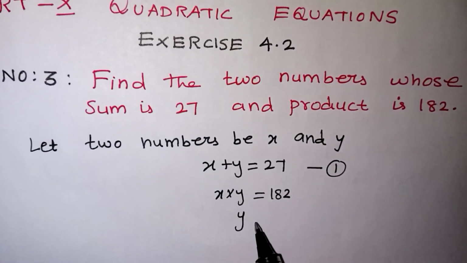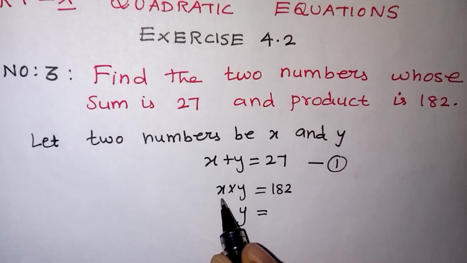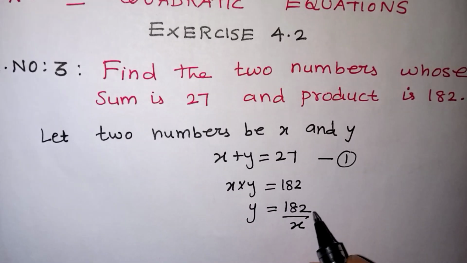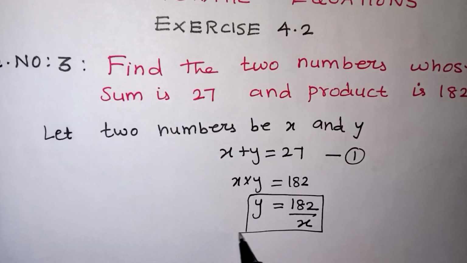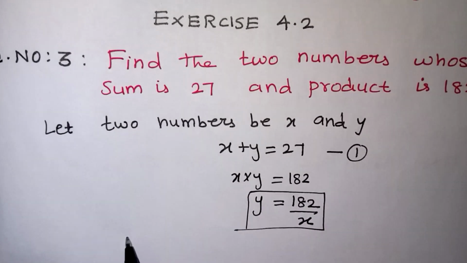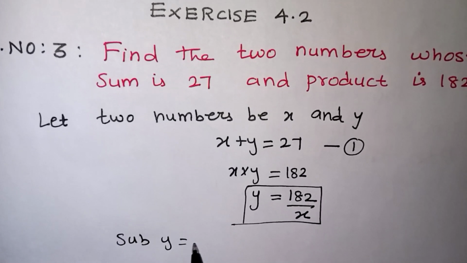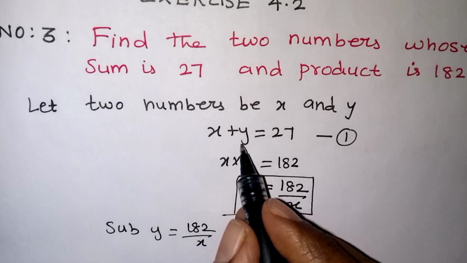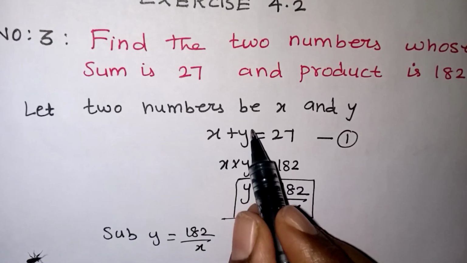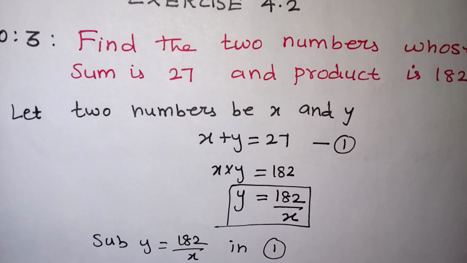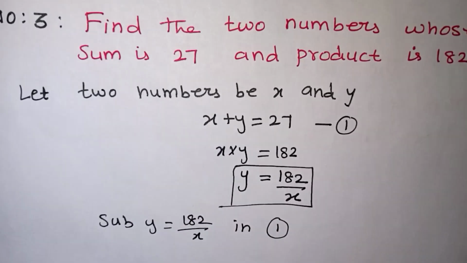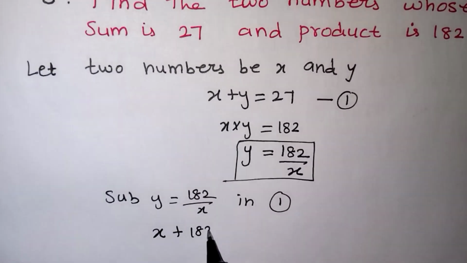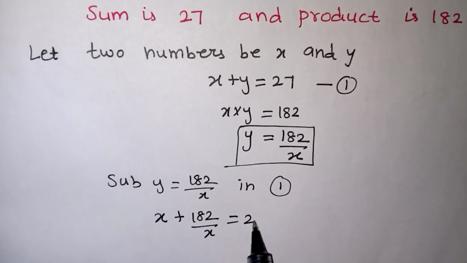So here I am going to find what y is. Multiplication x will go to that side, it will become division. So y is 182 by x. This y value I am going to substitute in equation 1. So substitute y is equal to 182 by x in equation 1. In the place of y I am going to take 182 by x. So x you keep as it is, plus in the place of y you just write 182 by x, which is equal to 27.